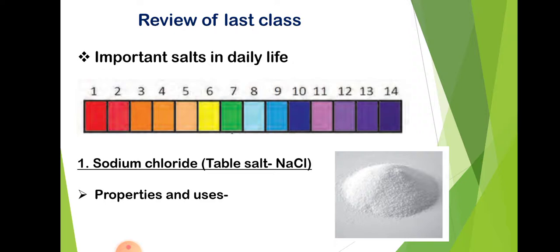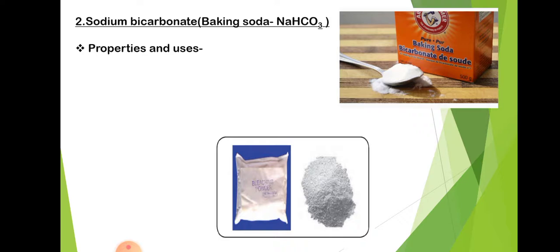It is a crystalline and colorless salt. After that we have seen the properties and uses of baking soda, that is sodium bicarbonate. Where is sodium bicarbonate used? In making of cake, dhokla, food, bread. So in that we use baking soda, that is sodium bicarbonate, and its chemical formula is what? NaHCO3. It is also used to reduce acidity in the stomach.